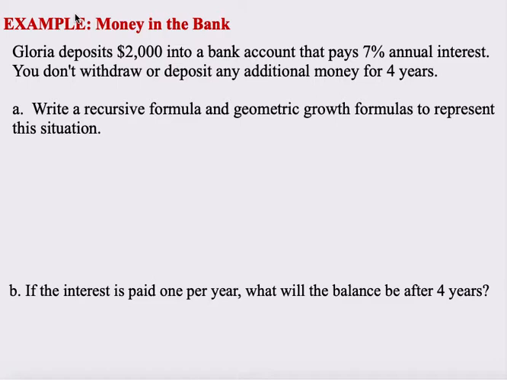This is definitely an example you want to write down. Gloria deposits $2,000 into a bank account that pays 7% annual interest. I wish my bank paid that much. You don't withdraw or deposit any additional money for 4 years.